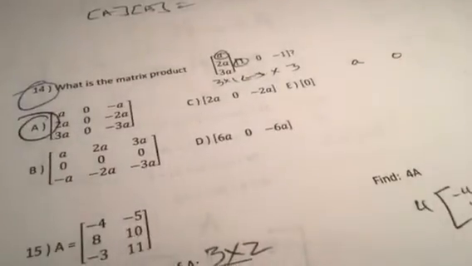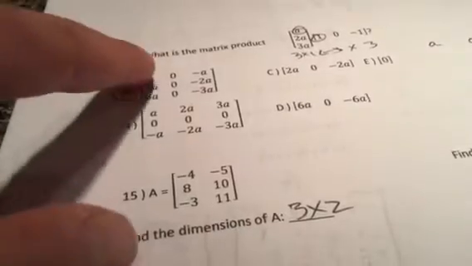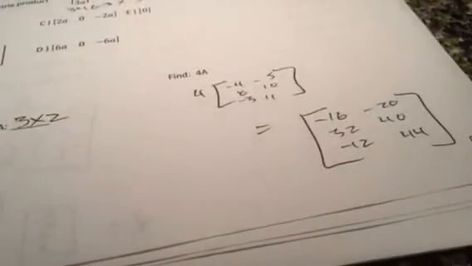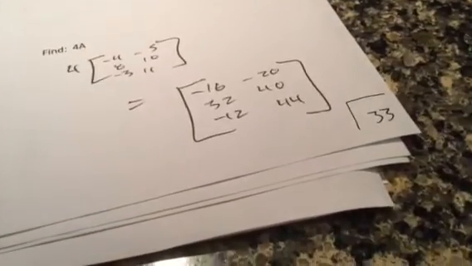We did this one in class. The answer's got to be 3 by 3, so it's got to be A or B. First row, first column. First row, second column. It has to be A. That is a 3 by 2, and just multiply everything in A by 4. We also did that one in class.